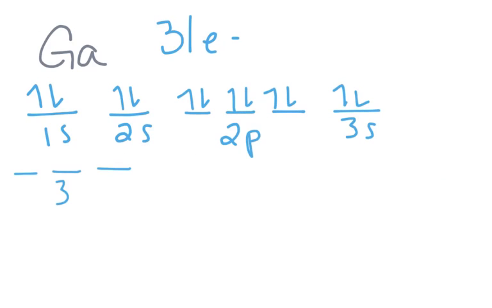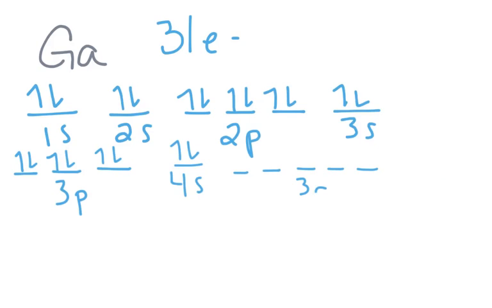3p, 4s. Right now I'm at 20 electrons, which would be calcium, by the way. After 4s is 3d, 5 orbitals. That's 30 electrons, so I just need one more. After 3d is 4p. 1 electron in the 4p. And that's the gist of orbital diagrams.